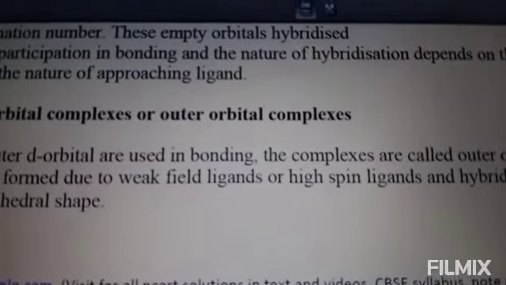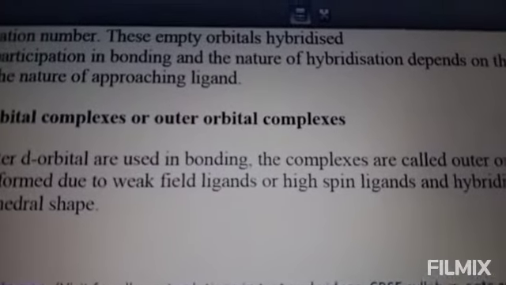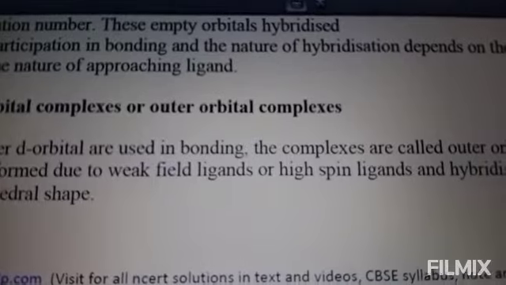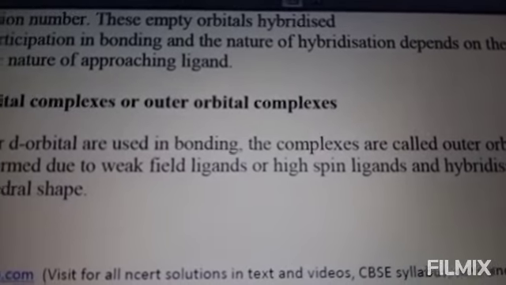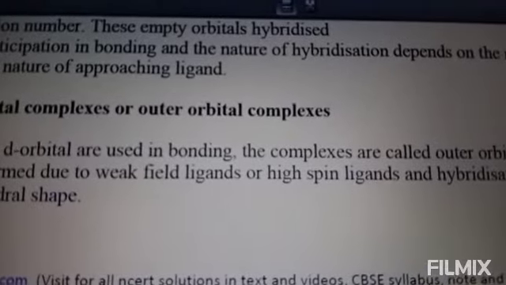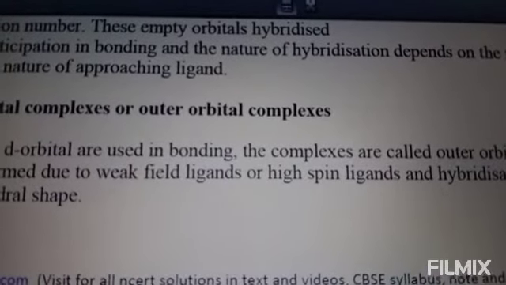So if outer d orbitals are used in bonding, then the complex is called an outer orbital complex. And if it is an outer orbital complex, then it will have weak field ligands or high spin ligands. So we can ask which type of ligand field is there in the given complex. Clear? For that we need to see which type of orbital is used.